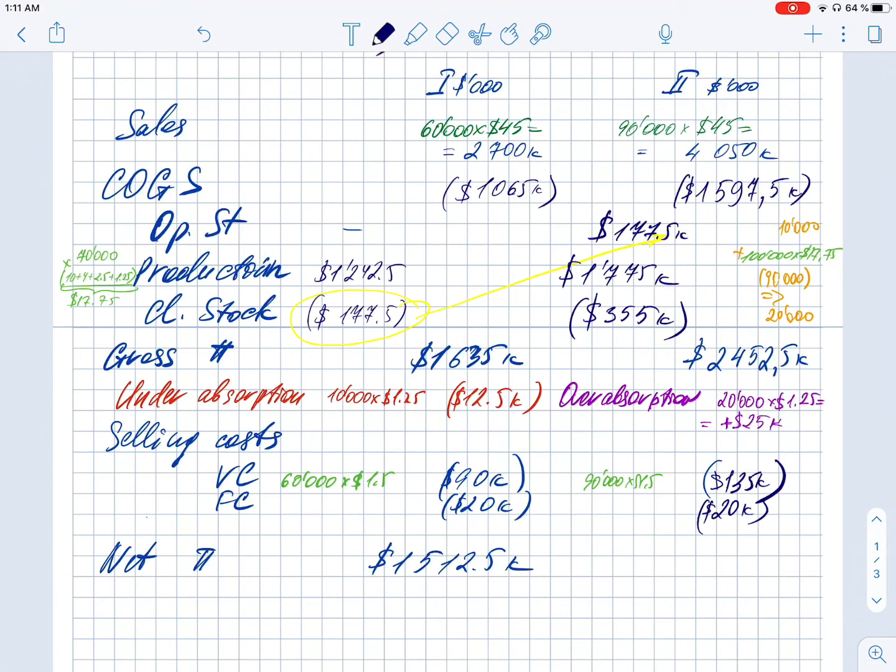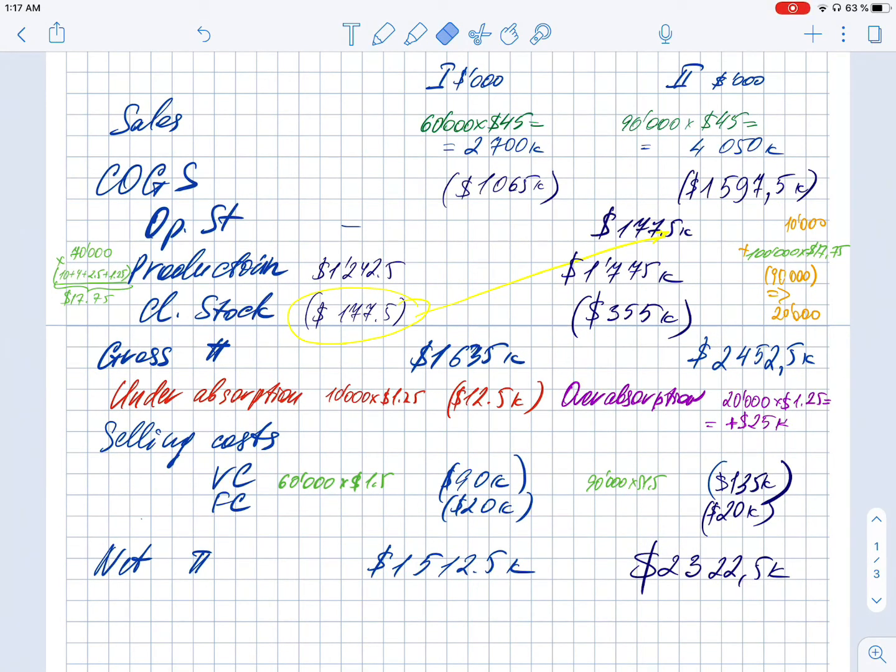Net profit for the second quarter under full costing now could be calculated. This is 2,452,500 plus over absorption of 25 and less selling cost, total selling costs, an amount 155. That gives $2,322,500.